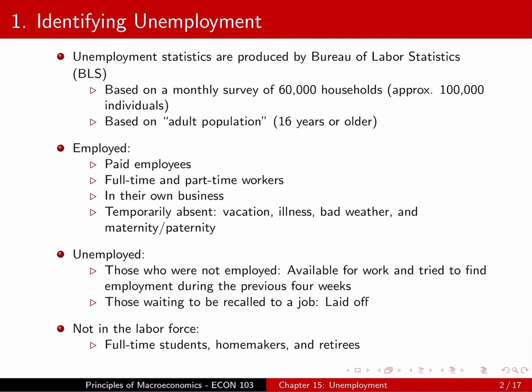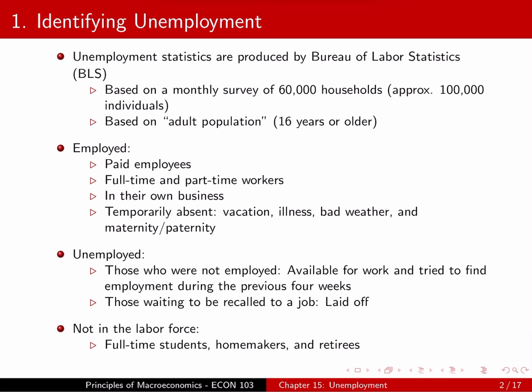The BLS places each adult into one of three categories: employed, unemployed, and not in the labor force. Those considered employed are paid employees, full-time and part-time workers, in their own business, and temporarily absent, such as vacation, illness, bad weather, and maternity or paternity leave.